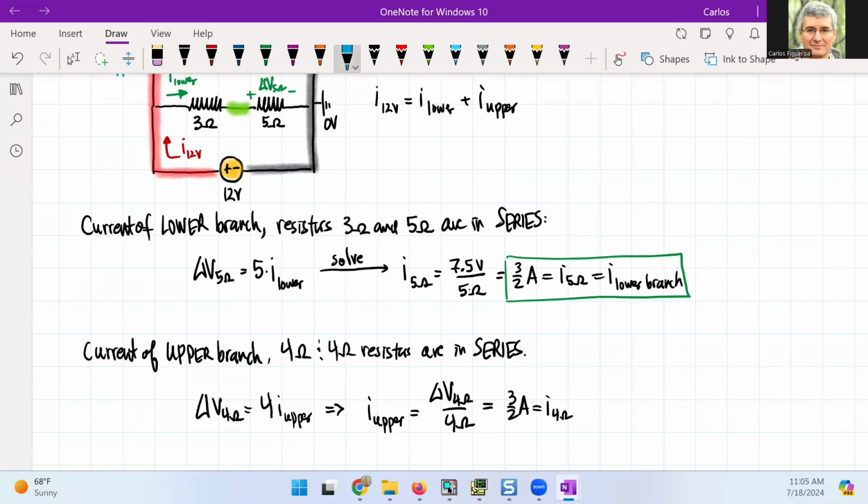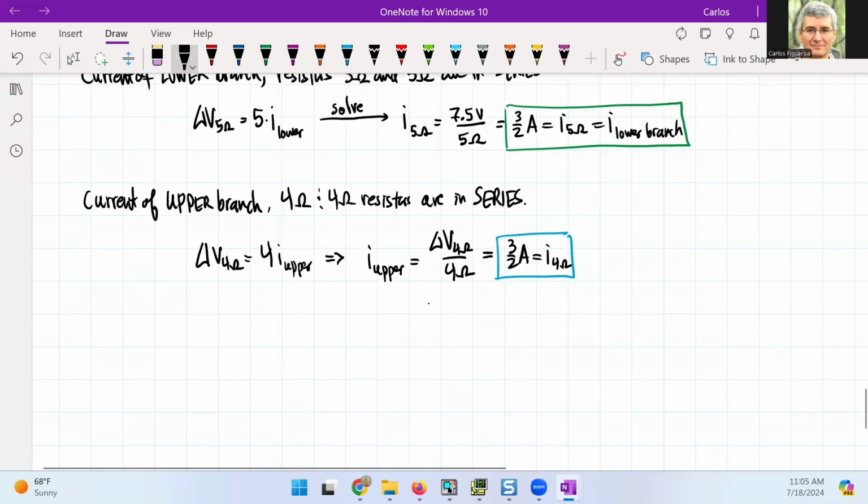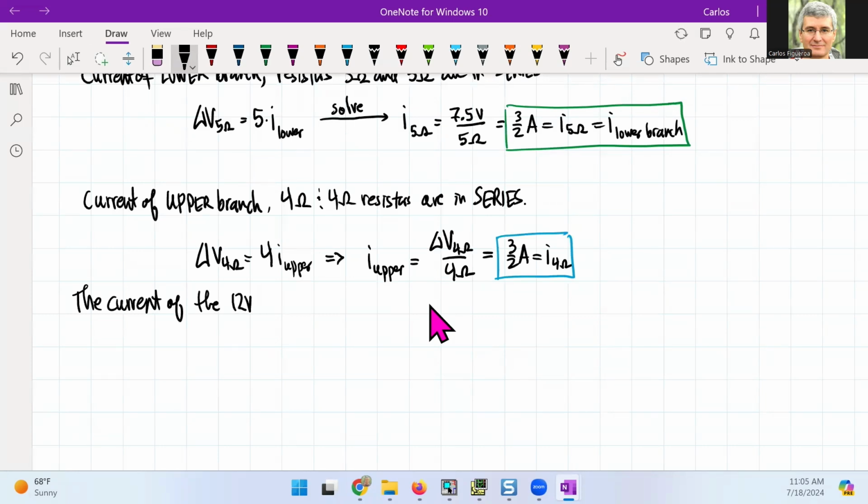So now we can put this all together and say the current of the 12-volt source, I of 12 volts, is going to be the current of the 4 ohm plus the current of the 5 ohm. We get 3/2 plus 3/2, which gives me 3 amps. And that's the current of the 12-volt source.